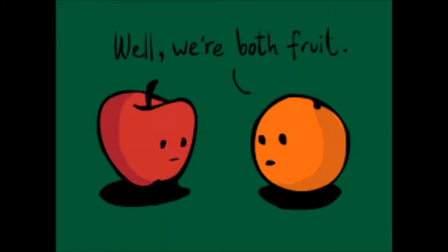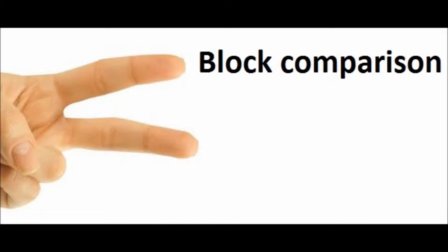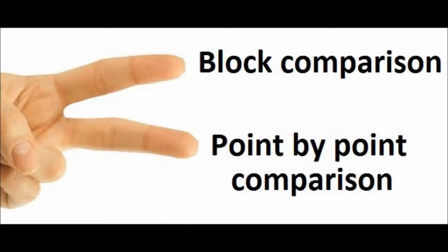So let's talk about the two different techniques we can actually use when we want to compare or contrast two different things together. There are two ways. The first one is called block comparison, and the second way is called point-by-point comparison.